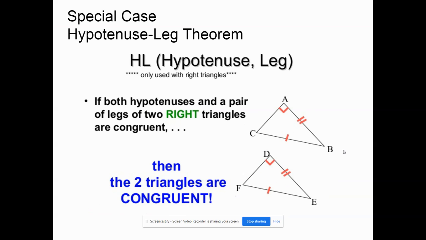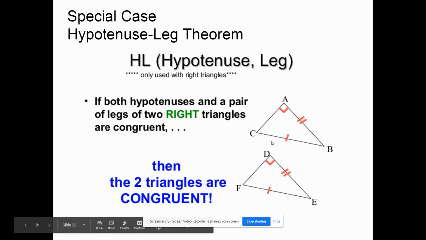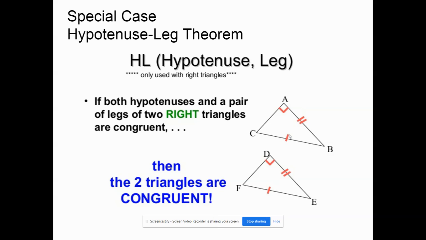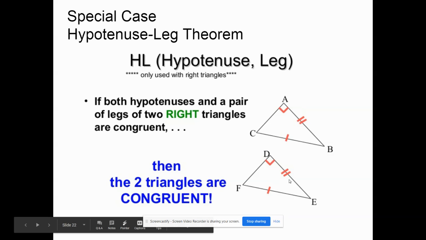Hypotenuse leg is a super special case. This is only relevant if we have a right triangle. So if I know that the hypotenuses, both hypotenuse on each triangle, are congruent and one of the legs is congruent, the corresponding leg, then those triangles are congruent.